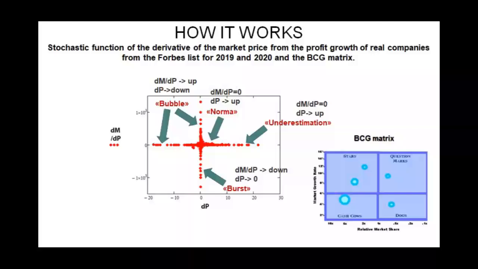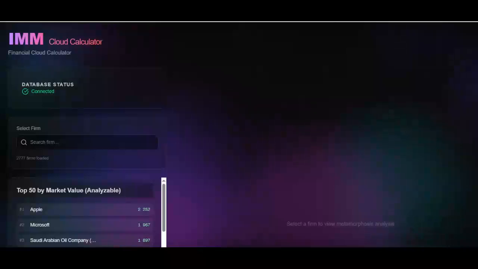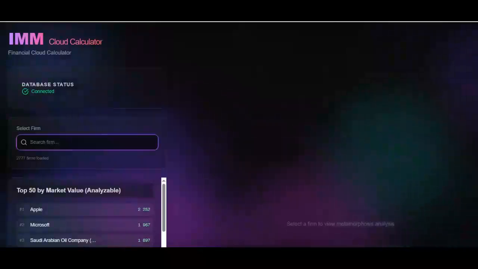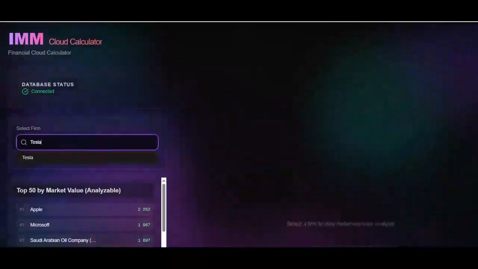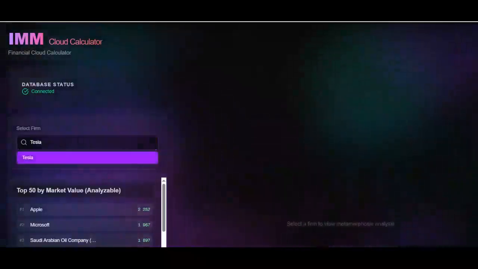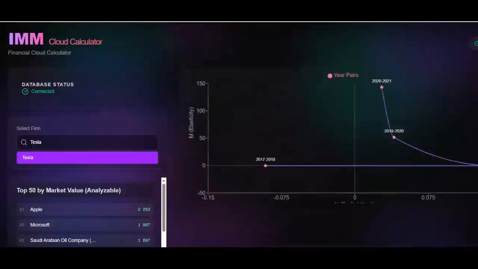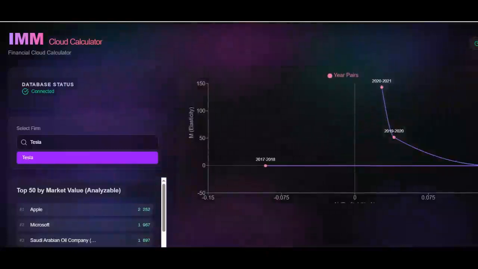available on our website. The system operates as follows: users can select a company from the list of the top 50 companies on the left or use the search bar. The system automatically analyzes financial data across several consecutive years. Companies with missing or non-continuous data are excluded from the top 50 list.